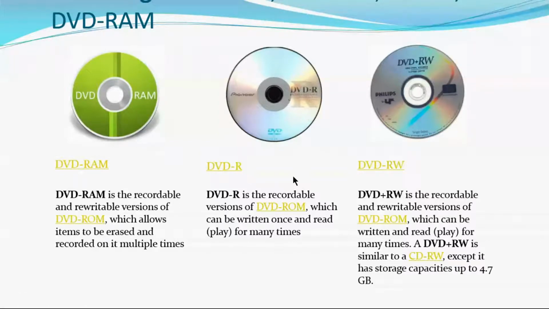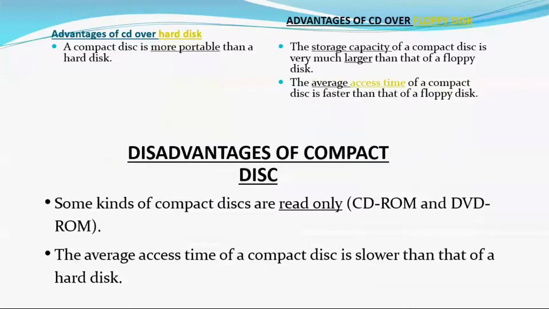All right, so those are the DVDs. Now let's look at the advantages of these discs over the hard disk. The main advantage is that the compact disk is more portable than the hard disk. This comes in relation to how heavy they are. The hard disks are heavier compared to the CDs. In fact, you can put a CD in your pocket without you noticing, because it is lightweight. So it is more portable. That is the only advantage.